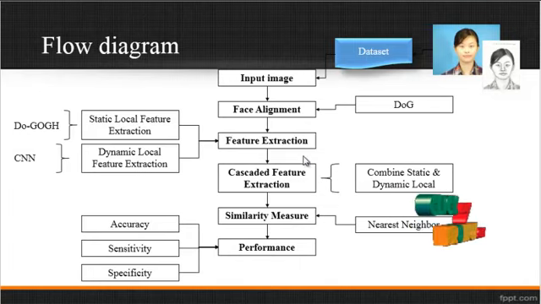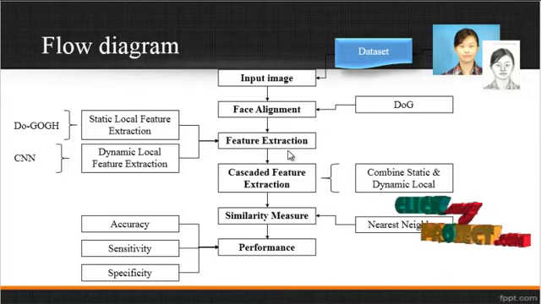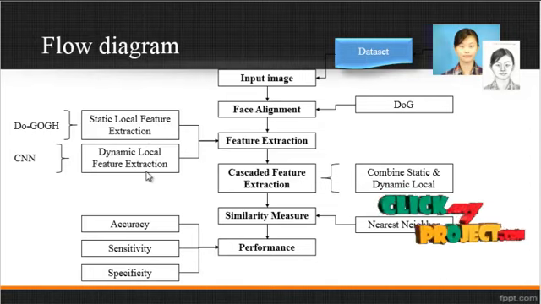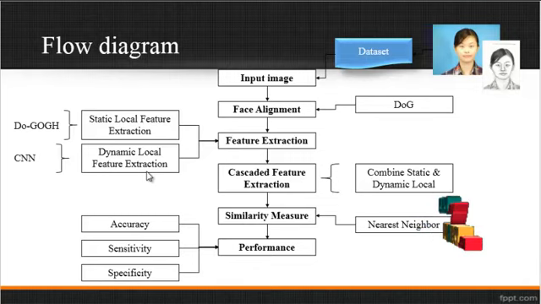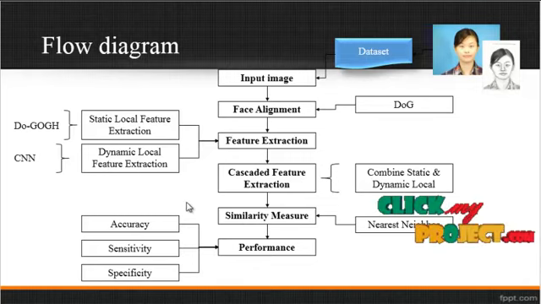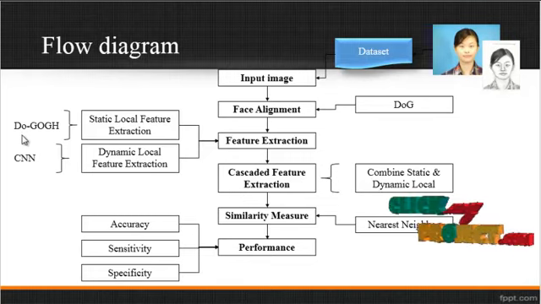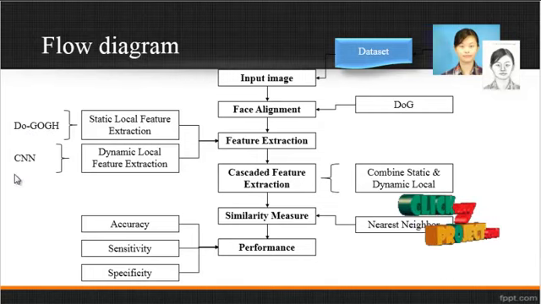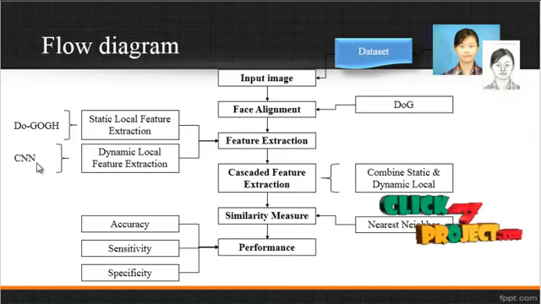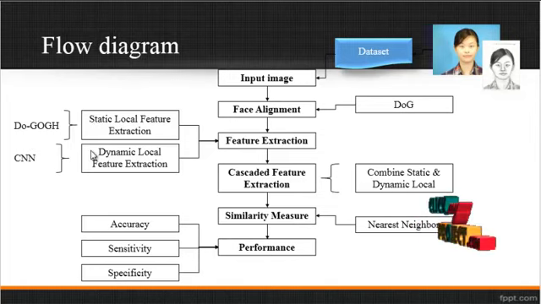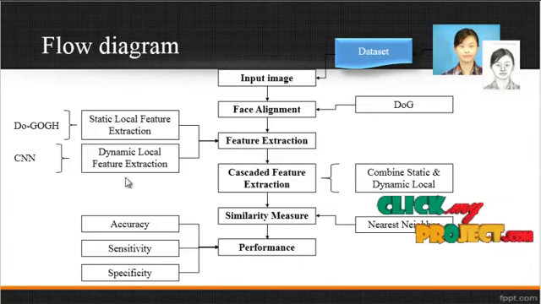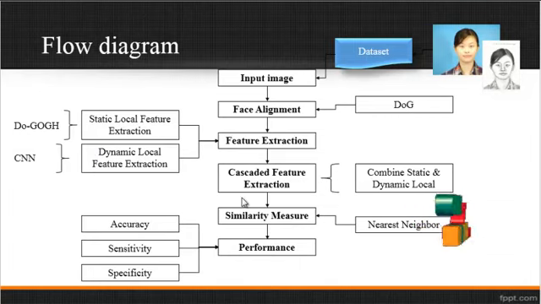After the face alignment, the feature extraction will be carried out by means of the static local feature extraction method and then the dynamic local feature extraction method. After extracting these features, the cascaded feature extraction will be done. Before that, I am going to explain the DOGOGH method and then the CNN method. These are the two types of feature extraction incorporated with the static local feature extraction and the dynamic local feature extraction method. Only after extracting these features, the cascaded features will be applied.